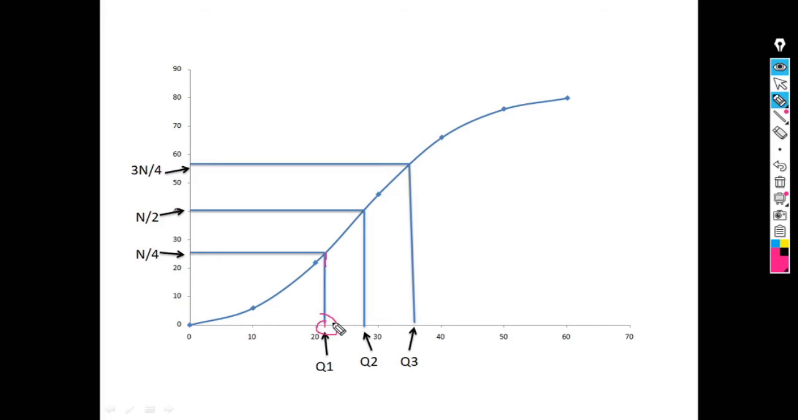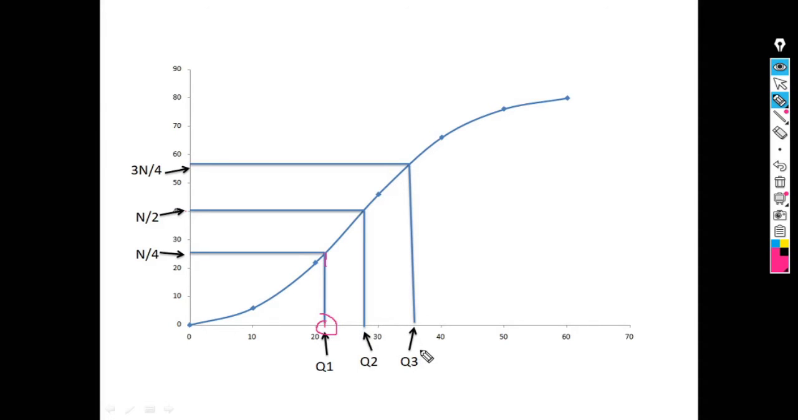Similarly for Q2 or median value, our first step is to locate the n by 2 value on the y-axis. Then from this value draw a line parallel to the x-axis to meet the Ogive curve. Then from this point of intersection draw a perpendicular line to the x-axis, and the point of intersection of the perpendicular line and x-axis is the value of Q2, that is the value of median.